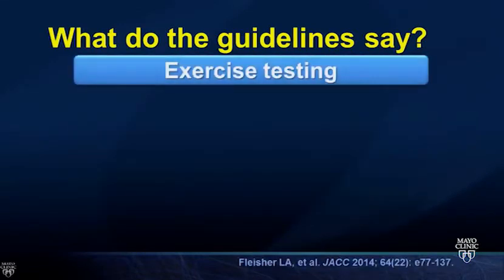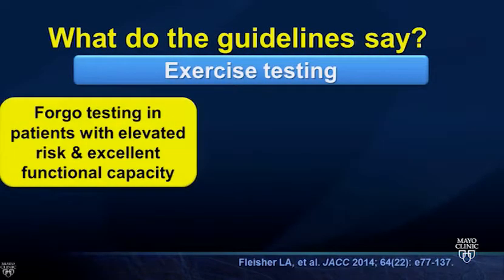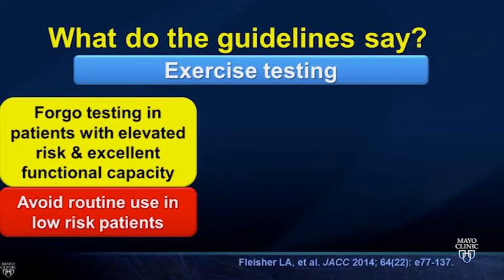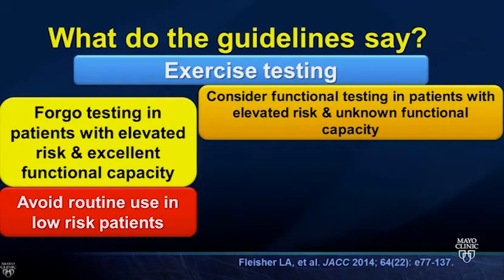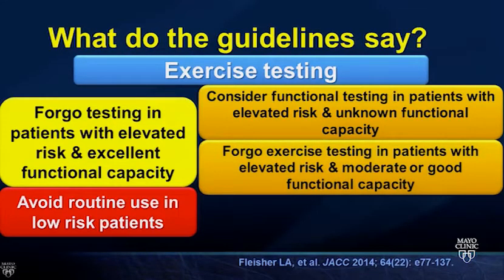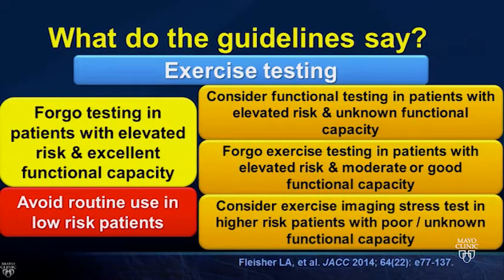If we look at exercise testing, the guidelines say that you could forego testing in patients with an elevated risk if they have excellent functional capacity. As with pharmacological stress testing, they say you should avoid it routinely, particularly in low-risk patients. And then the guidelines outline a number of Class 2B recommendations. You could consider functional testing in patients with elevated risk and unknown functional capacity. You could forego exercise testing in patients with elevated risk and moderate or good functional capacity. Or you could consider exercise imaging stress tests in higher risk patients with poor or unknown functional capacity.